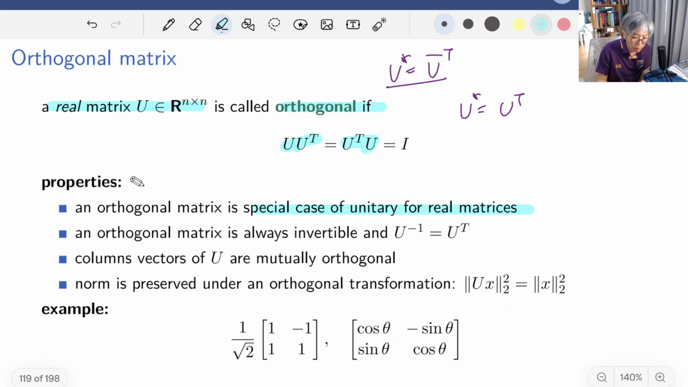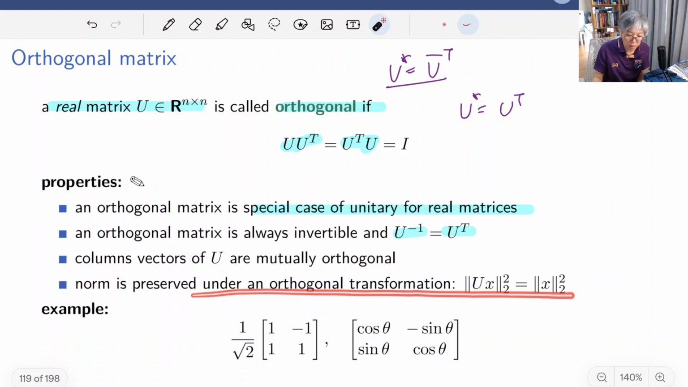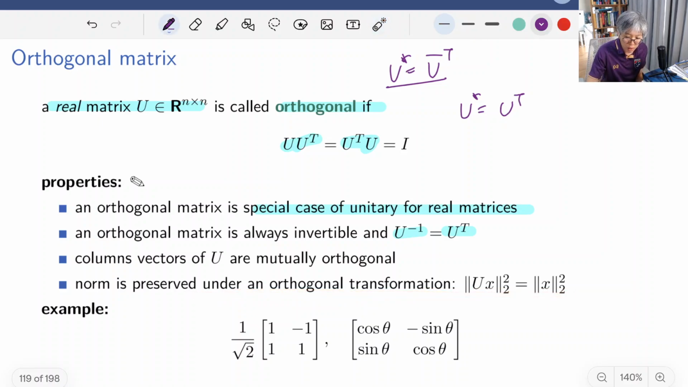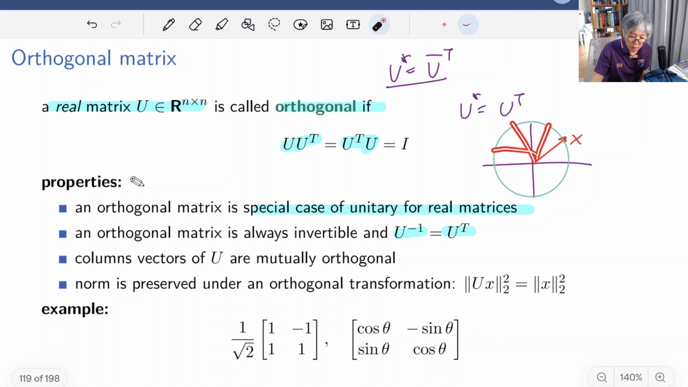And we also have the same properties: U inverse equals U transpose. Columns of U are mutually orthogonal. And the two norm is preserved under the orthogonal transformation. What you see is that if you have a vector x, it doesn't look like a circle when I draw it, but this is a vector x, and any vector that lies on this norm ball has the same norm as x.